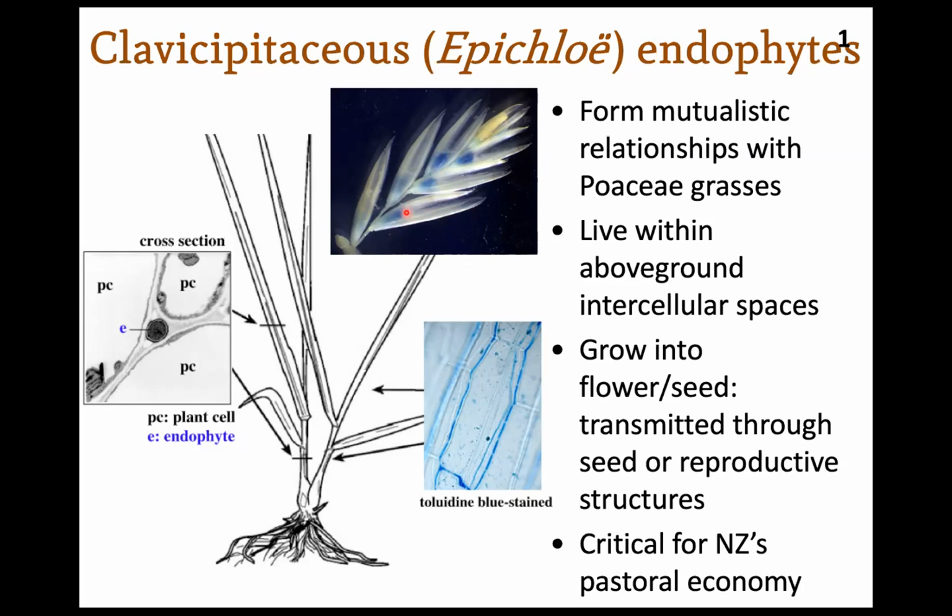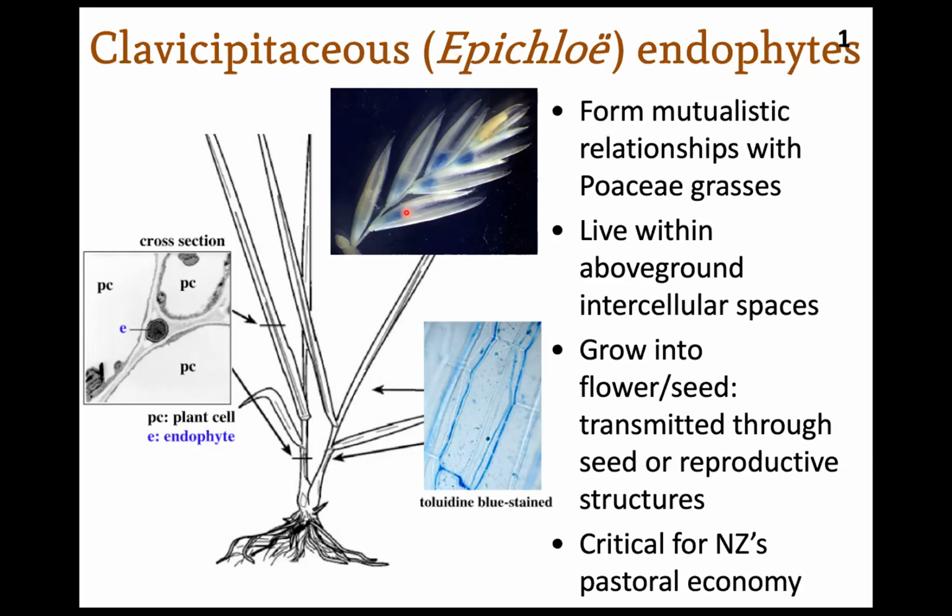Now, these endophytes are the most important organism in New Zealand that nobody knows about. Not exactly true, but they're very poorly known, despite the fact that they're critical for New Zealand's pastoral economy. That means that they're important for agriculture, particularly sheep and cattle, or dairy. They are quite well studied because they're important for the grasses that these animals feed on, but very few people are aware that these fungi exist inside these grasses.